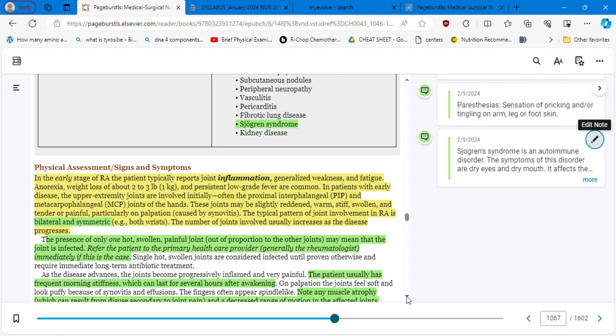These joints may be slightly reddened, warm, stiff, swollen, and tender or painful, particularly on palpation, caused by synovitis. So it's going to be reddened, warm, stiff, swollen. The typical pattern of joint involvement in RA is bilateral and symmetric. The number of joints involved usually increases as the disease progresses.